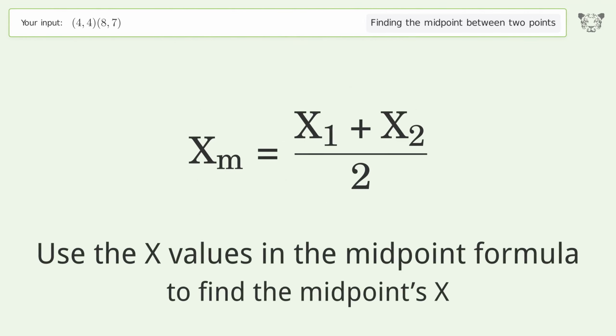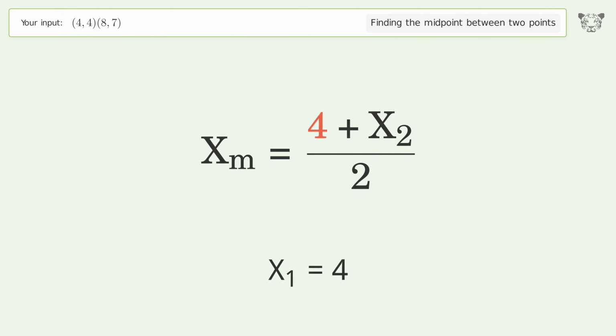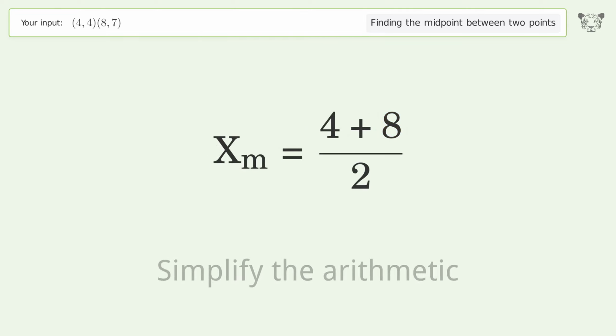Use the x values in the midpoint formula to find the midpoint's x. x1 equals 4. x2 equals 8. Simplify the arithmetic.